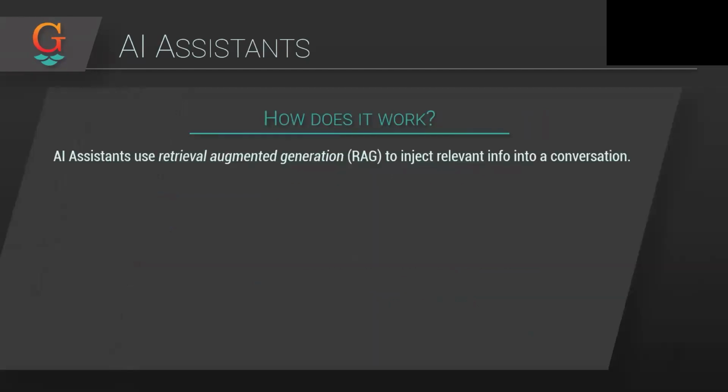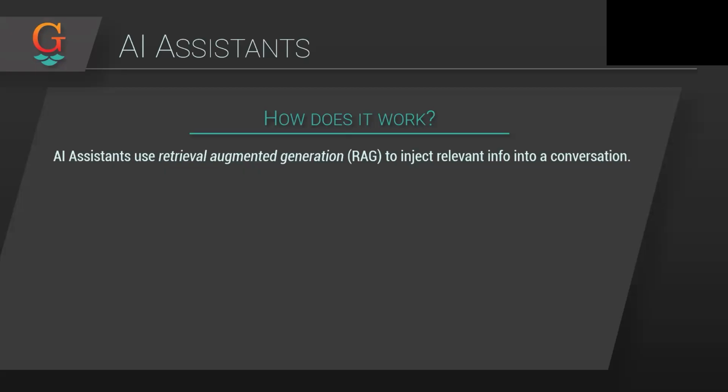Okay, now we know a little bit about them and why you might want to use them. How does it work? is a big question that gets asked. And the short answer is it uses something called retrieval augmented generation to find and inject meaningful info into a conversation.